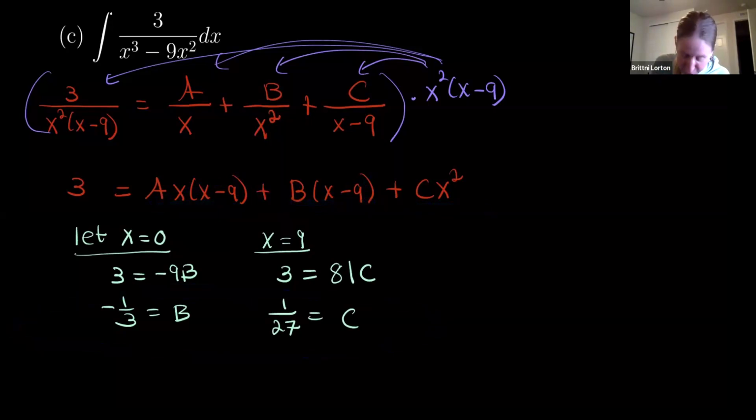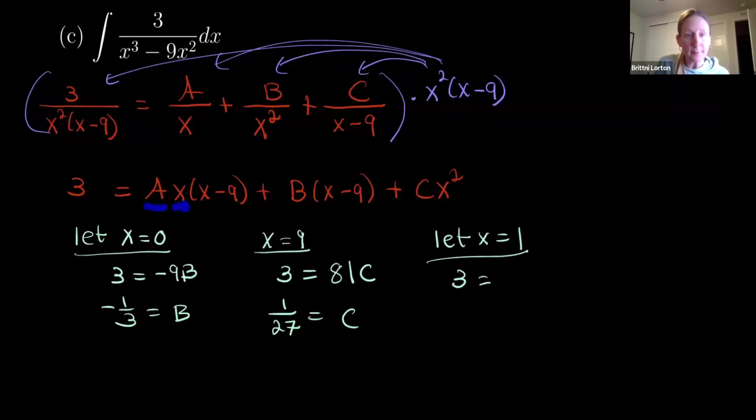So I have to just try, even though it's not going to be a good choice. You just have to pick a number I haven't already used. So I'll just choose 1. If x is 1, this would become 3 equals a times 1 times 1 minus 9, which is a times 1 minus 9. And of course, 1 minus 9 is negative 8. So that will turn into negative 8a, plus b times 1 minus 9 is negative 8b, plus 1 squared times c is just c.